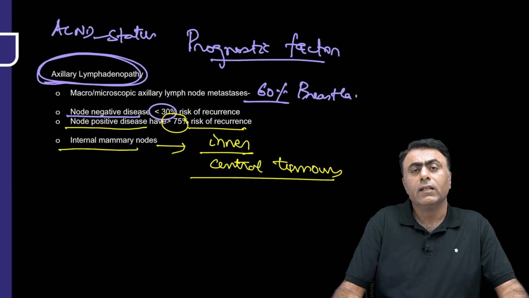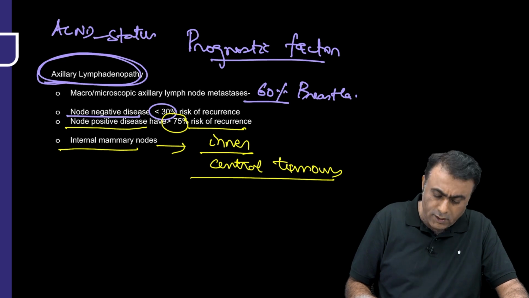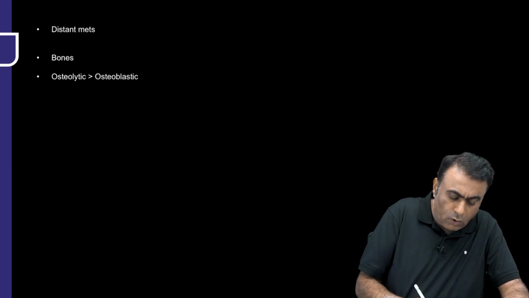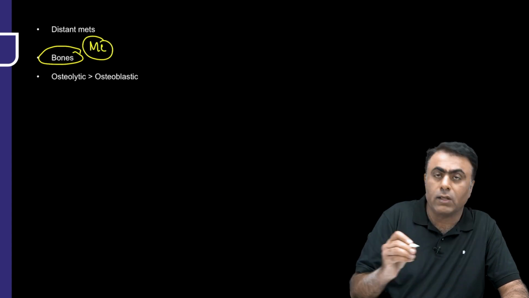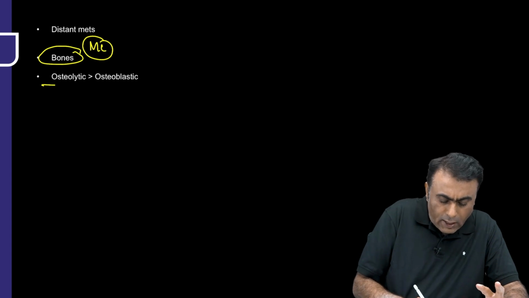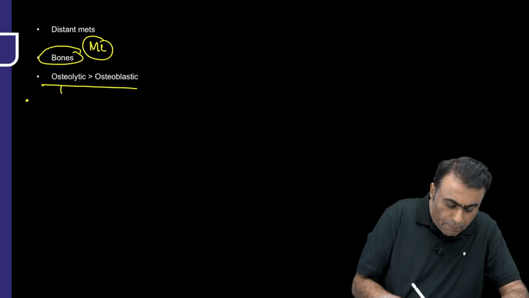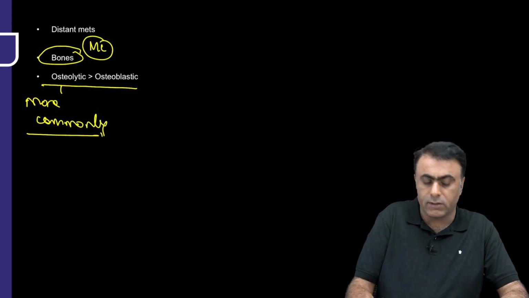Apart from this, breast cancer can also spread by blood, by the hematogenous route, and when it does, it most commonly goes to the bone. So the distant metastasis from breast cancer most commonly goes to the bones. In bones, breast cancer can produce both osteolytic and osteoblastic secondaries, but more commonly it produces osteolytic secondaries. So bony metastasis is more commonly osteolytic.